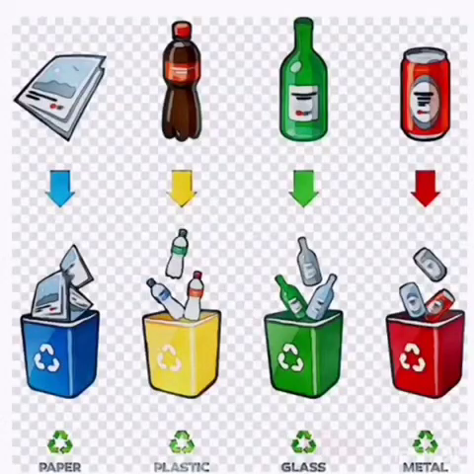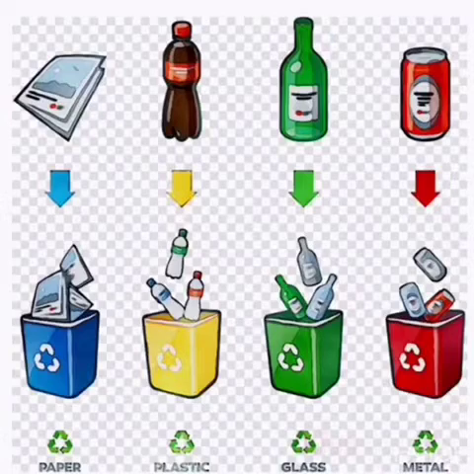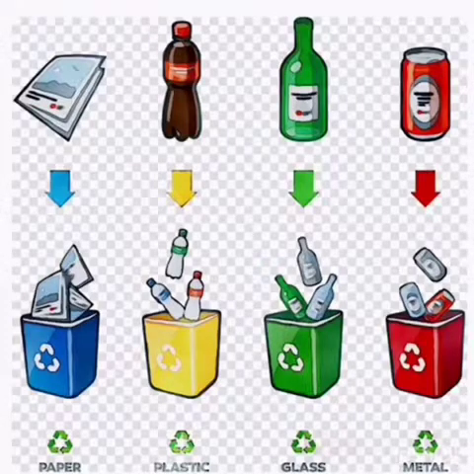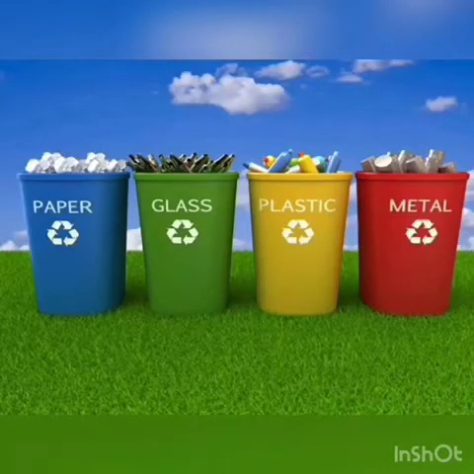Look at this picture. You can see there is a paper, plastic bottle, glass bottle and can. These are some of the things which can be recycled. Like paper can be recycled, plastic can be recycled, glass can be recycled and metal can be recycled. The cans are made up of metal, that is why they can be recycled. These four things are recycled and turn into new things and you can recycle them in your home.